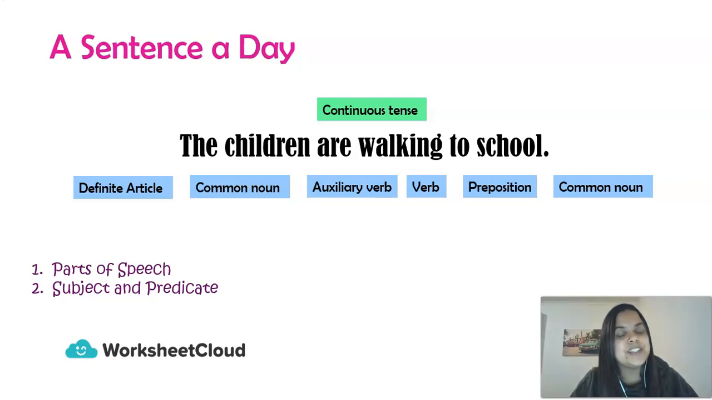So I just thought I'd put that into the sentence so that you have an idea of what we're going to be doing in one of our next lessons.